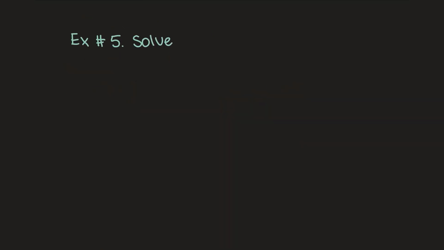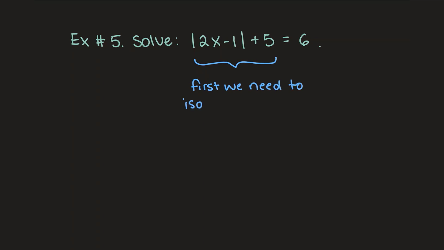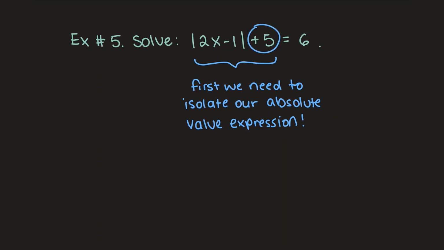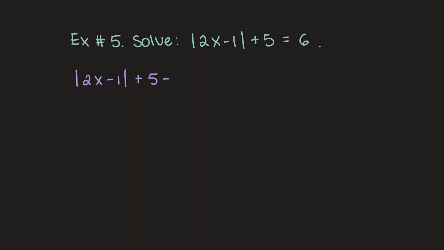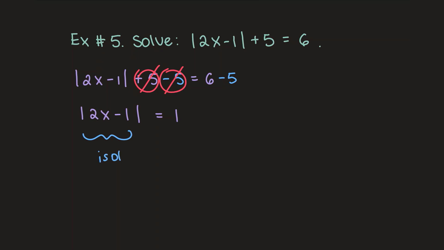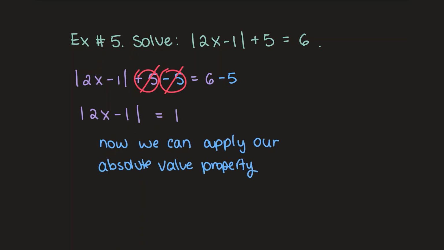Okay, let's try another example. This time, we have to first isolate our absolute value expression before we use our absolute value properties. So we will need to subtract 5 from both sides of the equation. This cancels out the 5 on the left side. So now we've isolated our absolute value. Now we can apply our absolute value properties.